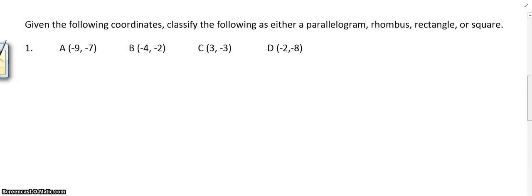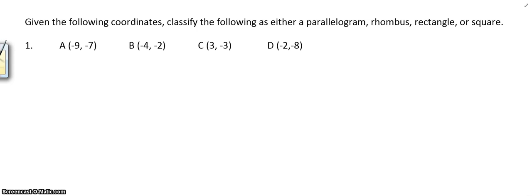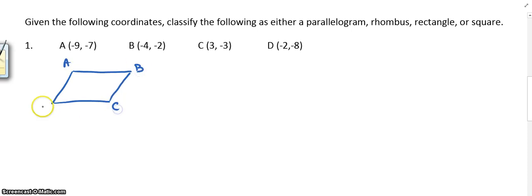So, given the following coordinates, classify the following as either a parallelogram, rhombus, rectangle, or square. So, to begin, we're just going to draw a quick sketch. Now, we don't know if this is a parallelogram, we don't know if this is a rectangle, a rhombus, or a square, so I'm just going to draw kind of a general figure here, and then we'll go from there.